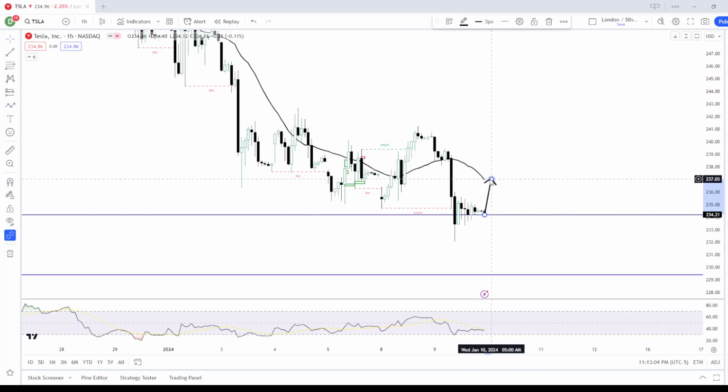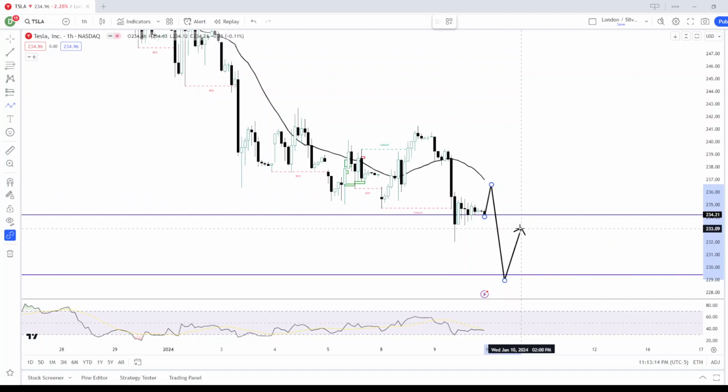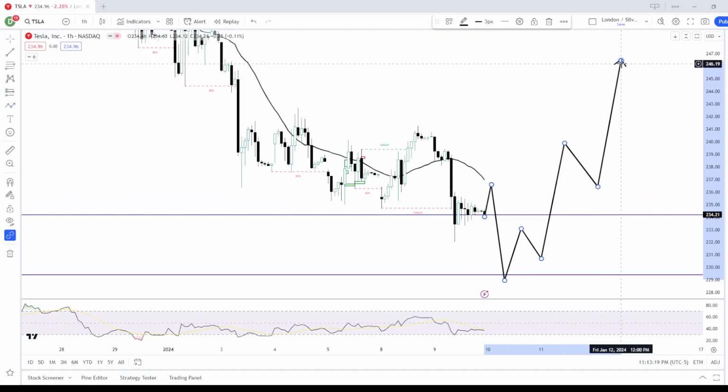Let's adjust this arrow here. So let's say we pop up into the fair value gap, right? We find rejection, we come down, we take that low, and then we potentially see that rally up to like 250 that we were talking about. So that's totally a likely scenario, right?